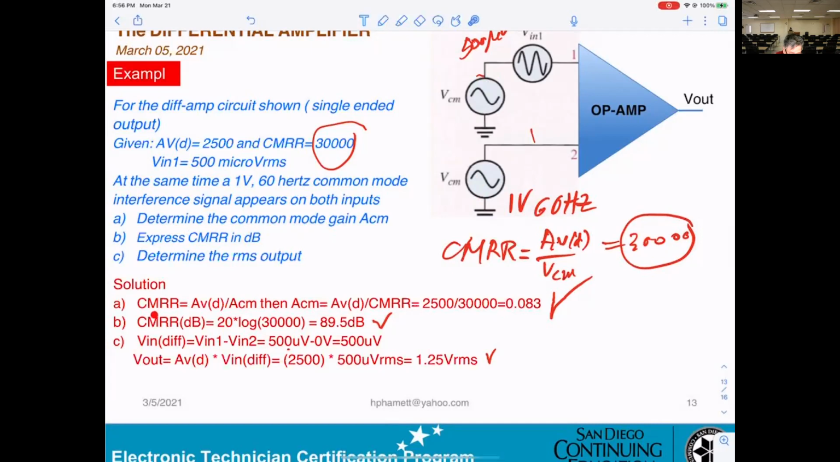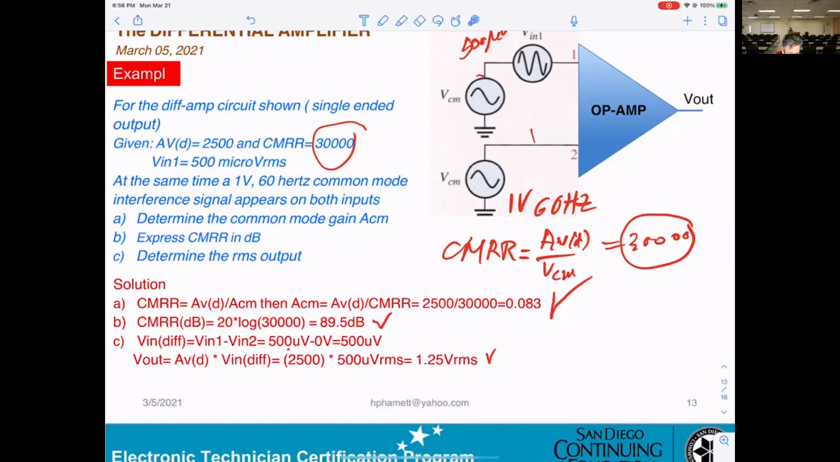Okay, so basically you know CMRR equals AVD divided by ACM. Then from this formula you can calculate ACM equals AVD divided by CMRR. Okay, 2500 divided by 30,000, you get 0.083. And they want it expressed in dB. Then you can say CMRR in dB is 20 log of 30,000, you get 89.5 dB.